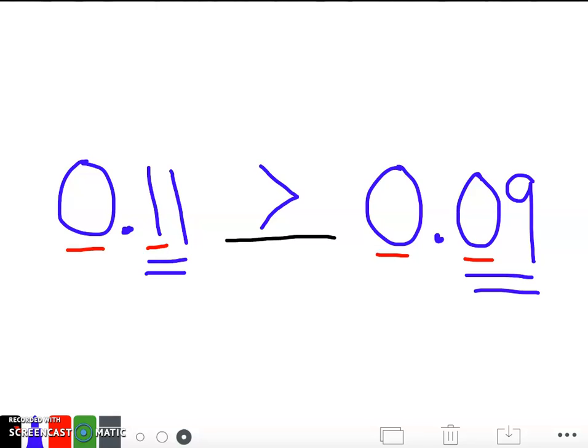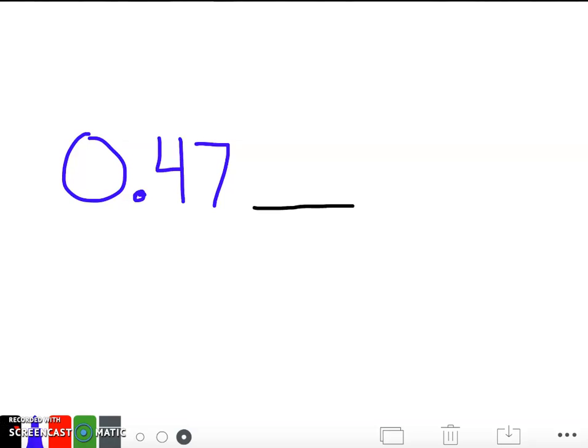I'll give you one more, and then you can pause the video and try to solve this one yourself. Compare that to... And go ahead and pause the video here. Then you're going to insert greater than, less than, or equal to try to figure out the comparison of the two decimals. Pause the video, give yourself a minute to work it out, and then I will show you the answer in a second.